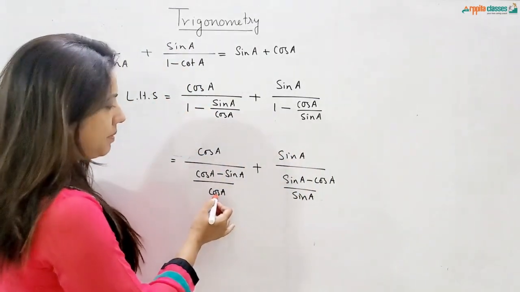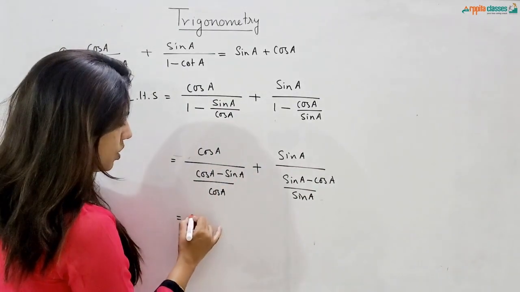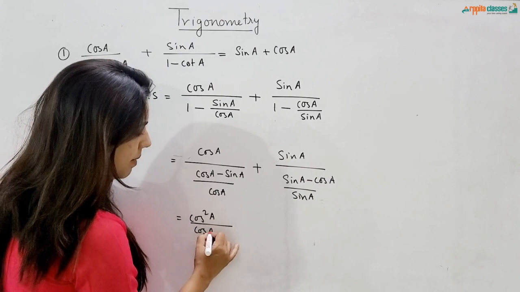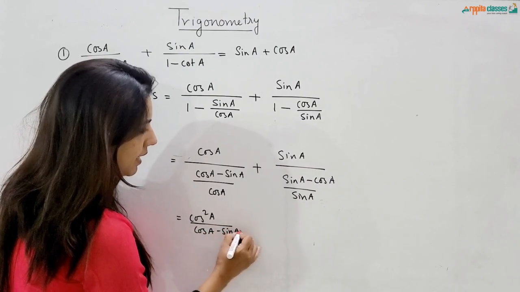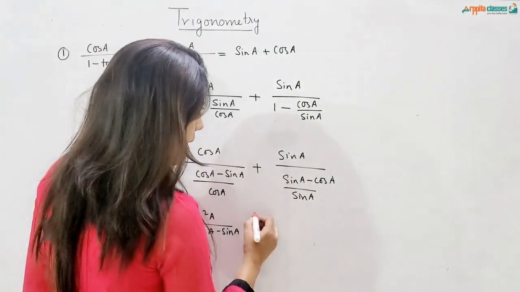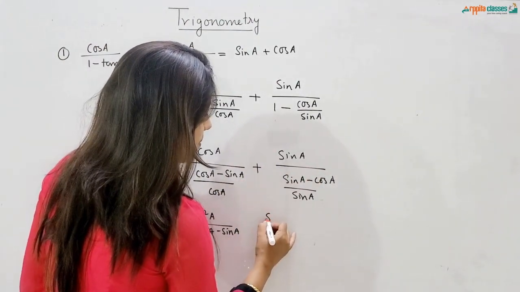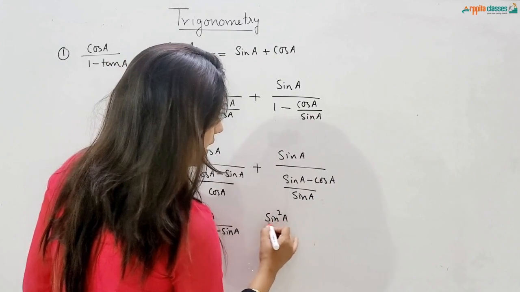Now in the next step this cos A will go up. So we'll write cos square A upon cos A minus sin A. This sin A will go up. I'm not putting this sign because I'll tell you. First you take sin A up. So this term will become sin square A upon.